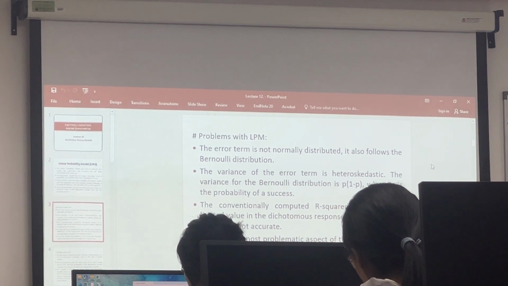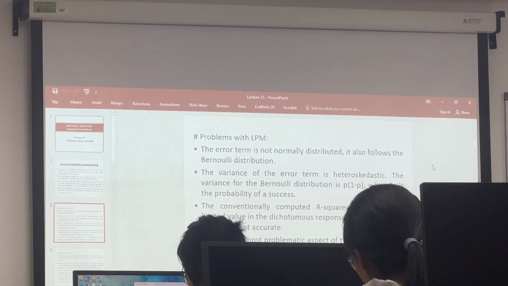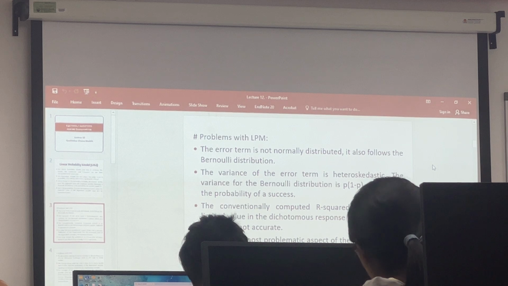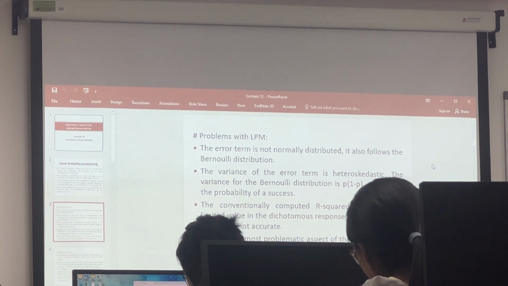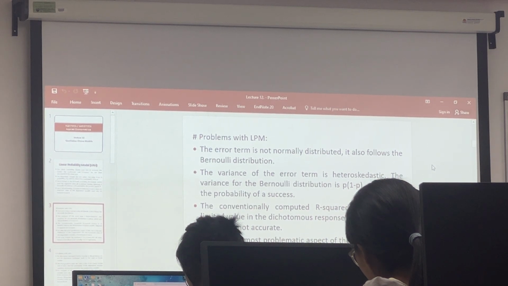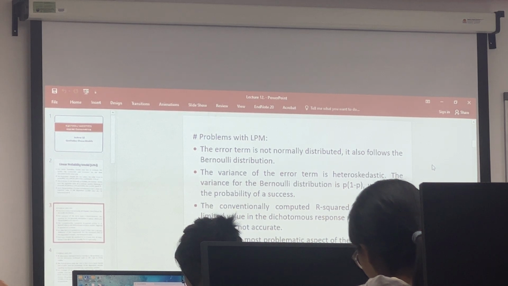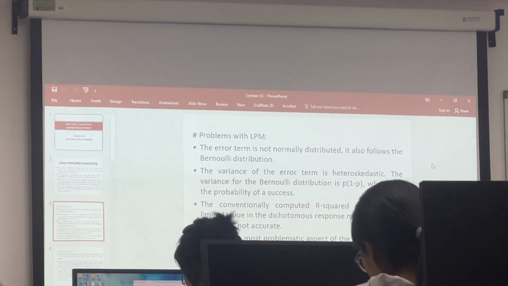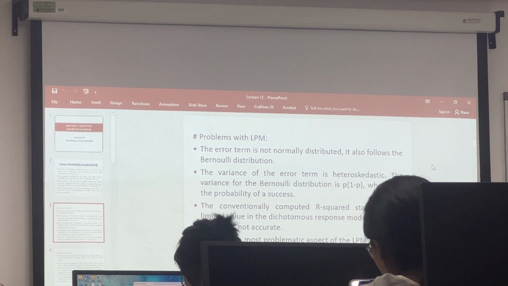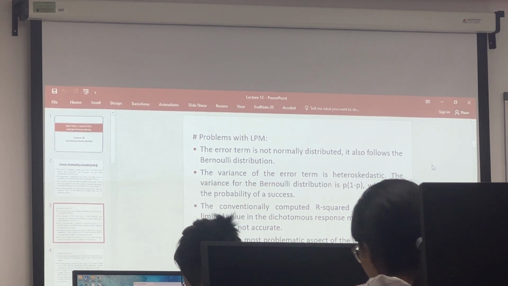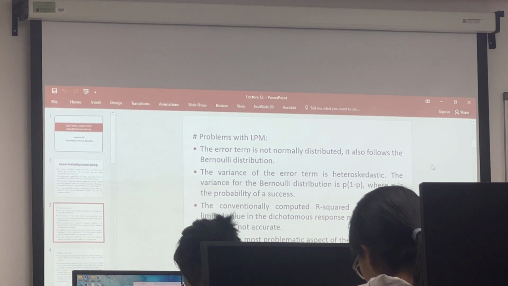However, there are a number of problems if you simply regress the binary or dummy variable against other regressors using OLS. First, the error term is not normally distributed. It follows the Bernoulli distribution, which means that it violates a number of the OLS assumptions that we discussed earlier. Second, the variance of the error term is heteroscedastic. The variance of the Bernoulli distribution is P times 1 minus P, where P is the probability of success.